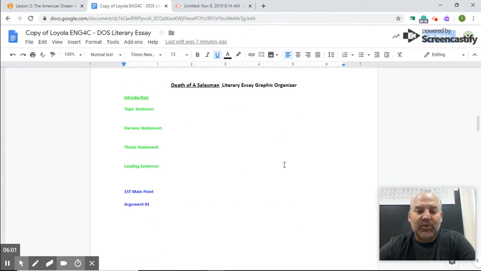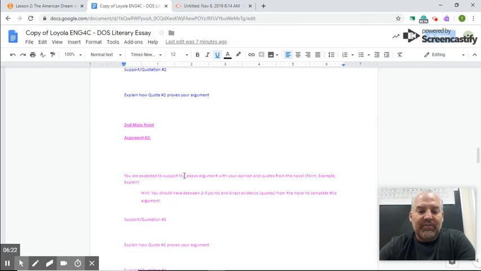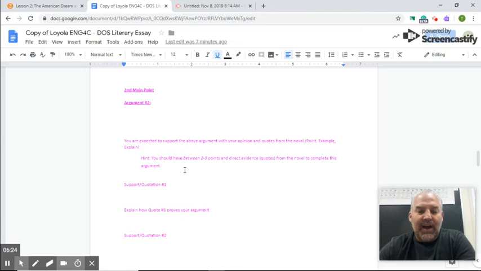I've given you a graphic organizer here, and this is what we're going to be walking through in the next few lessons. And then our next lesson will focus on an introduction. So here you can place your topic sentence, harness statement, thesis statement, and leading sentence. We're going to be talking about what those things are on Monday. Your first main point, second main point, third main point. This is how your argument should be shaped.